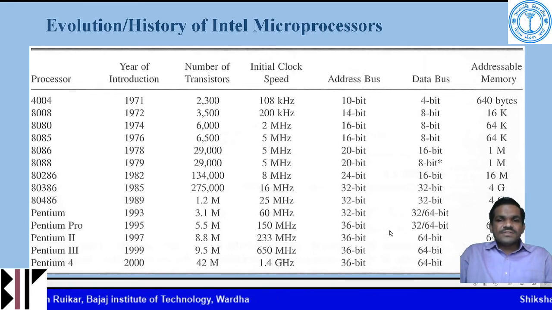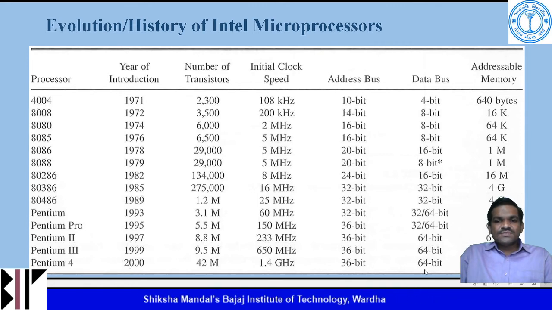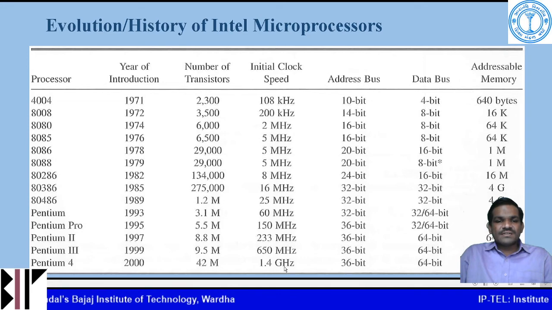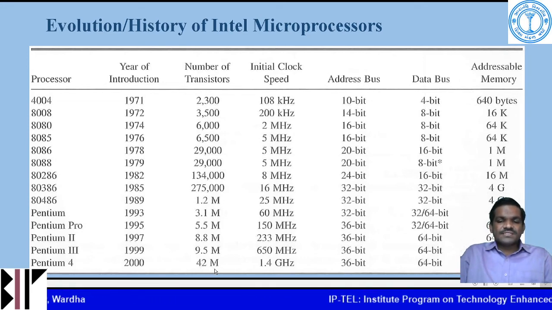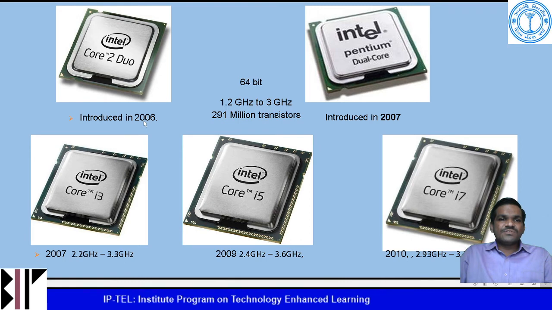Then you can say this is the 64-bit Pentium Pro, which then evolved into Pentium 2, Pentium 3, and Pentium 4 in 2000. Its clock speed is around 1.4 gigahertz, and it involves 42 million transistors in a single chip. Okay, next we will talk about Core 2 Duo, which is introduced in 2016, a dual core processor.